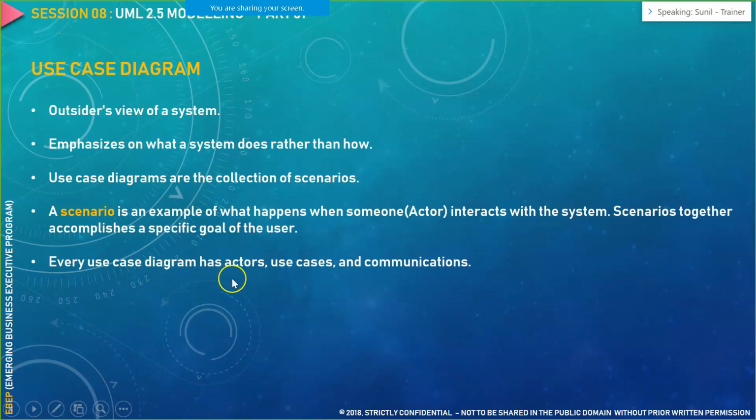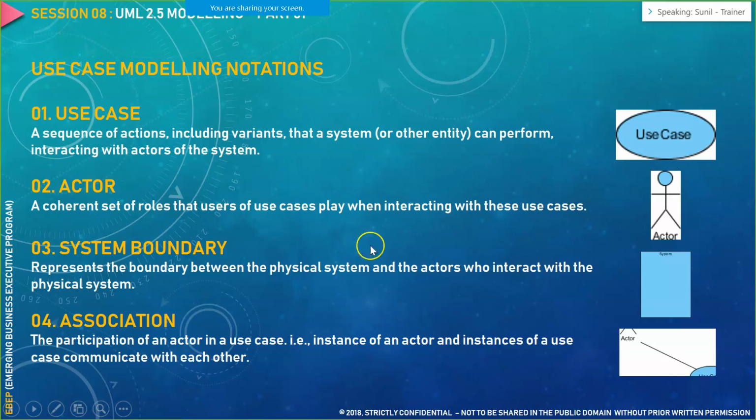Now every use case diagram has actors, use cases, and communication. Communication is like what are the details they would be sharing when an event occurs or when a use case is triggered. So these are some of the notations that we use in a use case diagram. For example, for writing a use case like uploading, review, those kinds of use cases, we use this oval shape. The actors are represented in the skeleton format. Now the system boundary is represented by this square box.